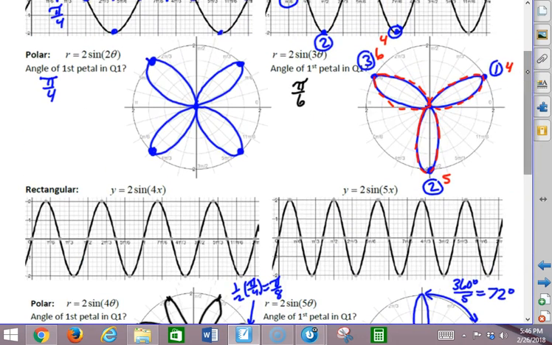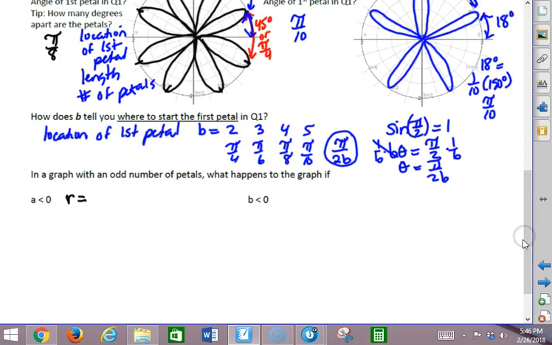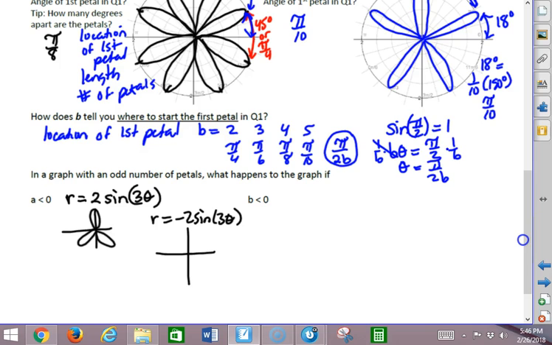So here's looking at the second example. r is equal to, let's say, 2 sine of 3 theta. So it looks like this and this and this. If we make it r equal negative 2 sine of 3 theta, then it's going to look like this. And if we make b negative and we say r is equal to 2 sine of negative 3 theta, it's also going to look like this.